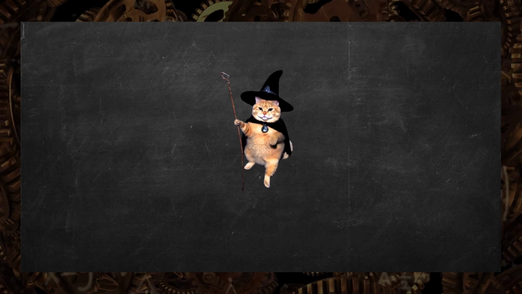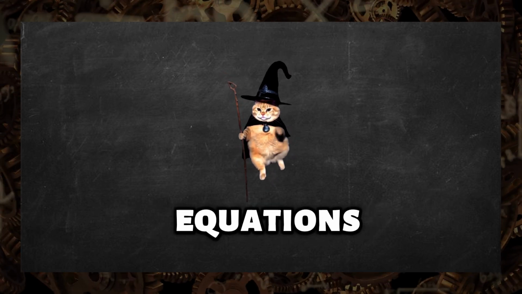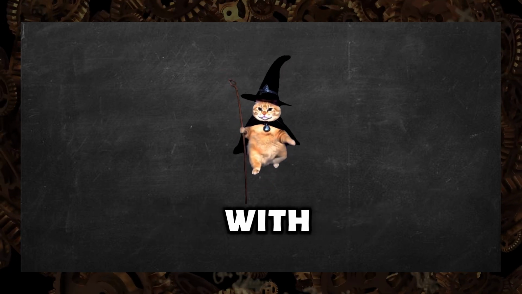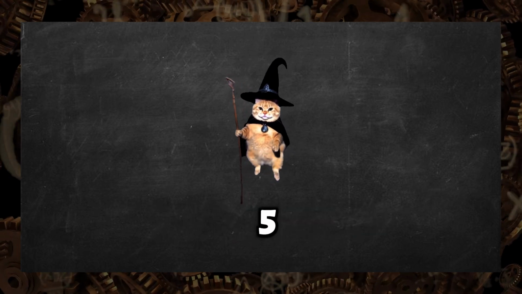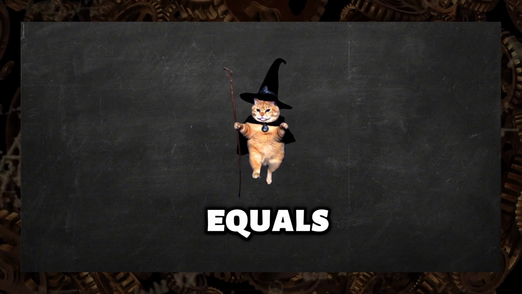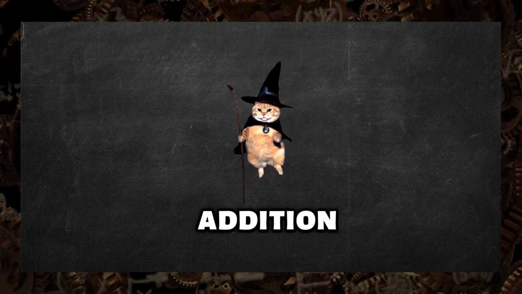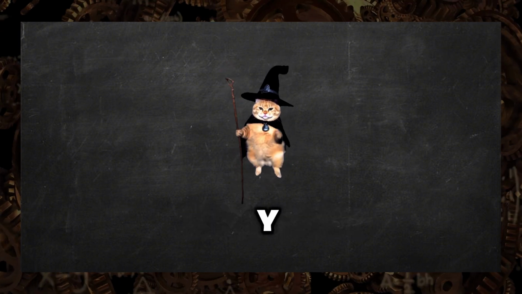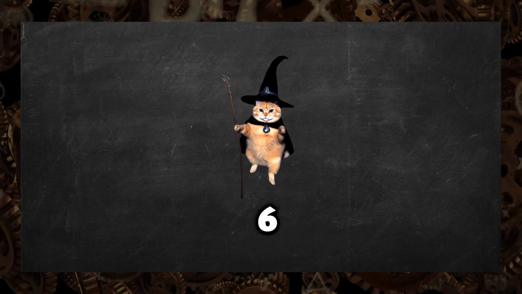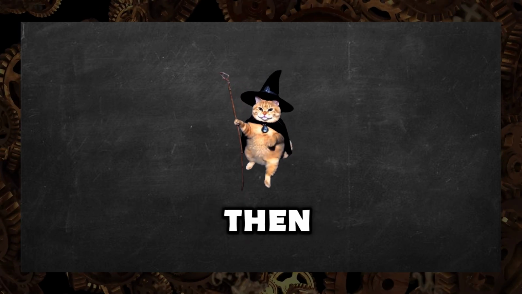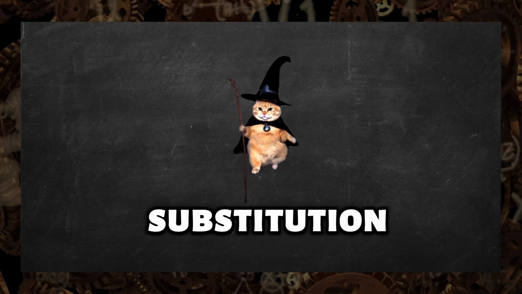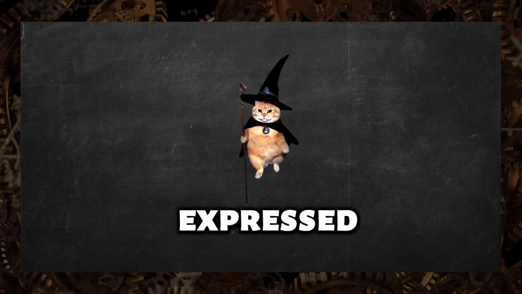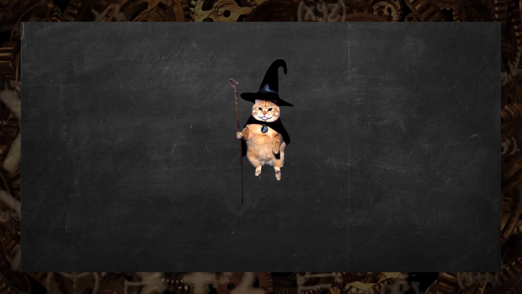x equals 4. Systems of equations involve multiple equations with multiple variables, such as x plus y equals 5 and x minus y equals 1, solved by addition to eliminate y, yielding 2x equals 6 so x equals 3, then substituting to find y equals 2, or by substitution where one variable is expressed in terms of the other.